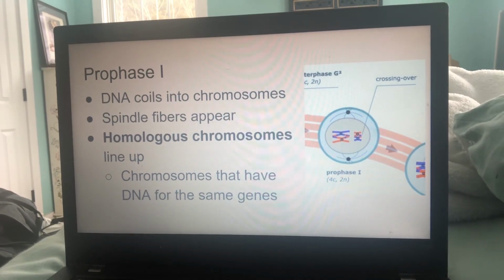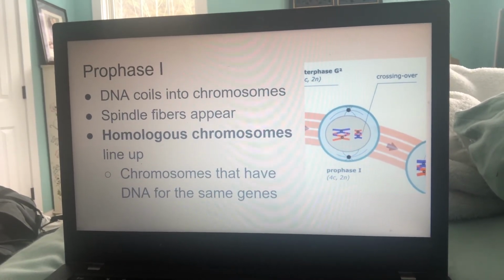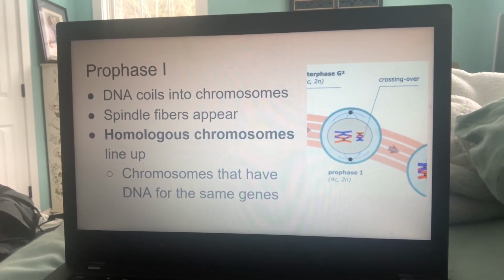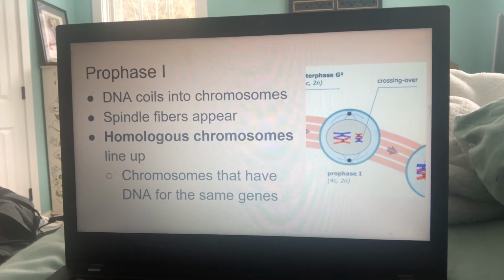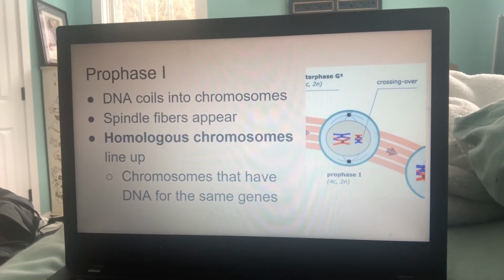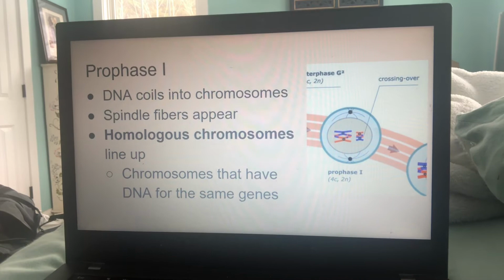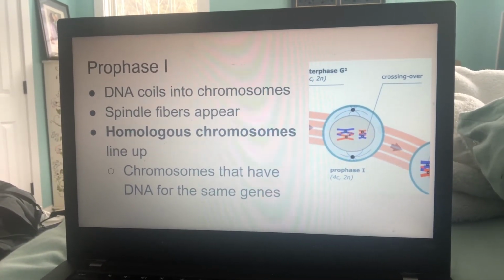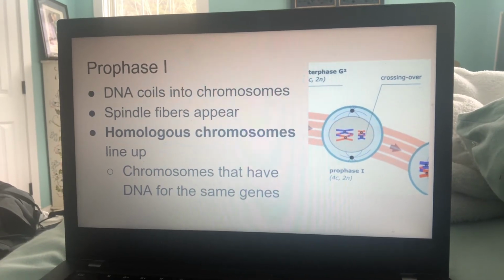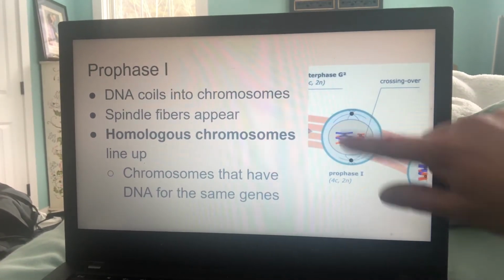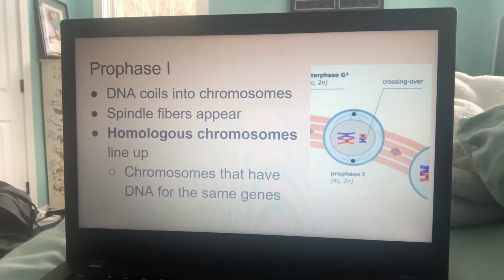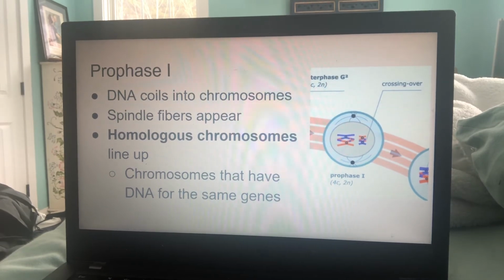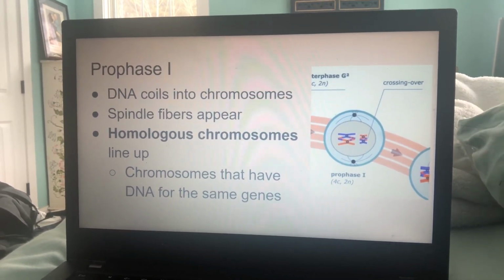Now we go into prophase 1. So in prophase 1, the DNA coils into chromosomes, same as we've seen before. You've got to get that DNA coiled up so it stays nice and organized, you're not losing bits. And you have to get it to your destination, and so coiling it up keeps everything nice and organized. Then the spindle fibers will appear, so that's what's going on here. And these lines coming down, these are microtubules, which are proteins created by the cells, and that keeps everything organized.